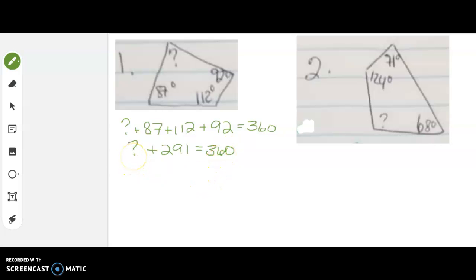And then as my variable, I need to get rid of the 291, so I need to subtract 291 from both sides. And I get my question mark, my missing angle, is 69 degrees.